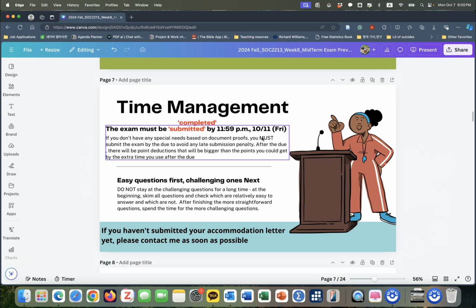Even though there are 5 questions, you may start from the easy questions so that you can put more time and more effort into the difficult ones. So if you haven't submitted the accommodation letter yet, please let me have that so that I can arrange more accommodations.